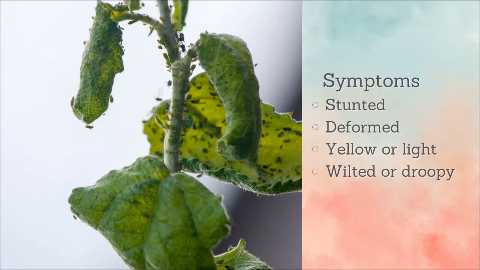Here's an example of aphids. A lot of times aphids may not necessarily cause yellowing leaves, unless it's gone really far, but in this case you can see that there is a little bit.